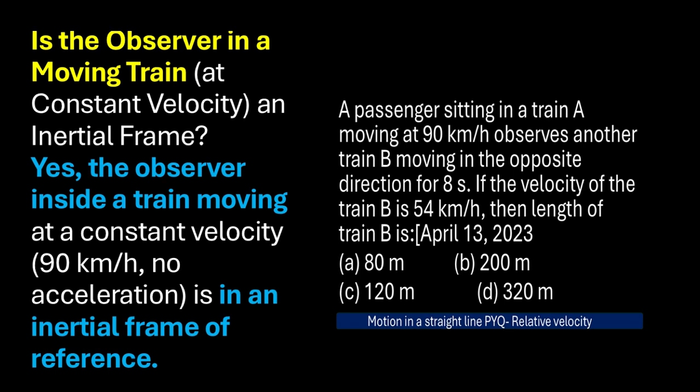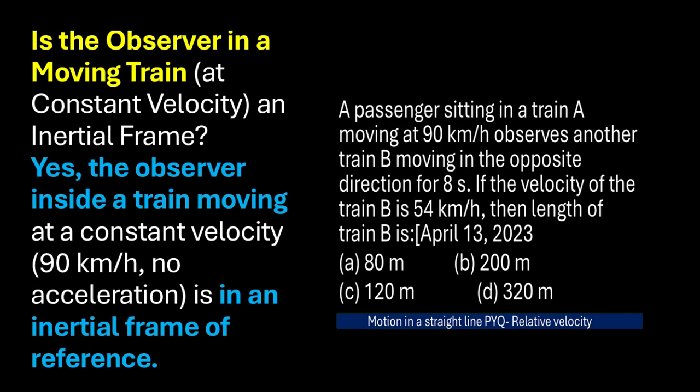Now coming to this question. Is the observer in this question, in a moving train which is at a constant velocity, in an inertial frame? Yes, the observer inside a train at a constant velocity, which is given to us as 90 km per hour, is an inertial frame of reference.